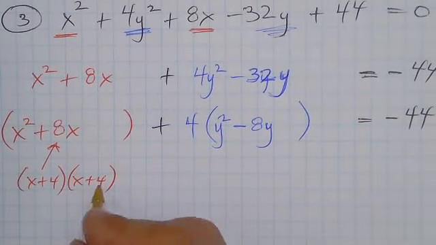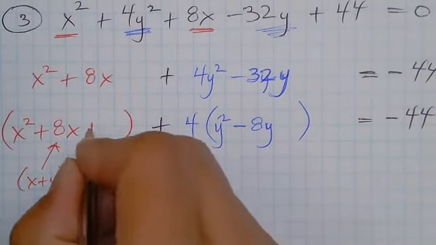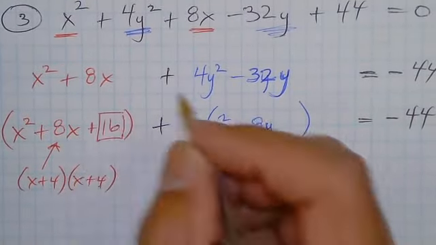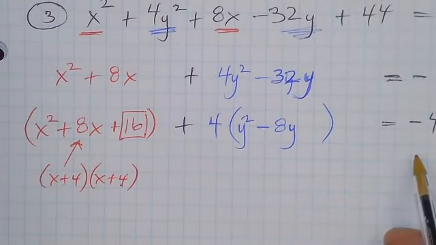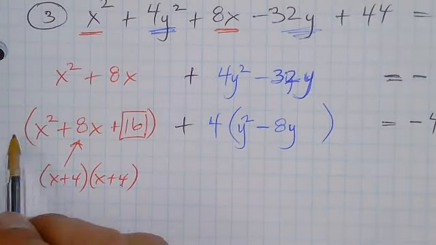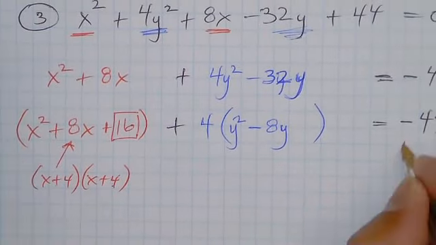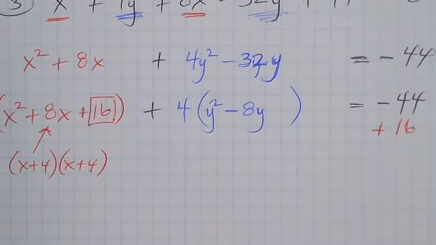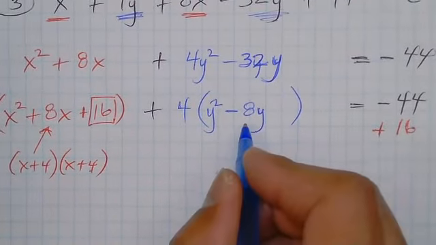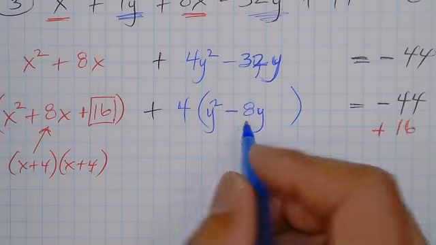So how much do you have to add here? Want me to do it here or copy it again? Want to just do it here? Okay. Add 16. If I add 16 here, how much do I add over here? 16, right? There was no number in front. So just, yeah, add 16.